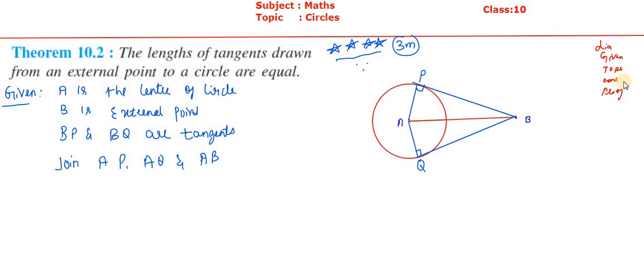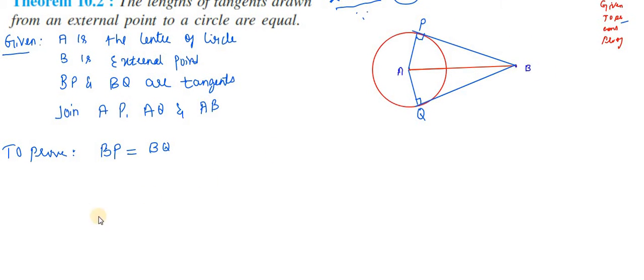So what is the next step? To prove. So what we need to prove? Tell me. You can't tell, right? To prove, that is BP is equal to BQ. This we need to prove. Okay, to prove we wrote. So then what is next? Next is proof.